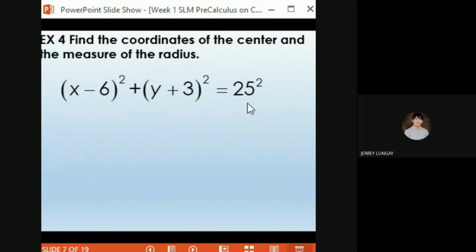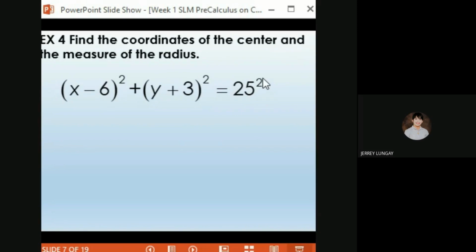Take note that this one is already in standard form. Look, it is already in standard form, because the standard form states that x minus h squared plus y minus k squared is just equal to r squared. It is already squared, class. Automatically, all you have to do is take 25 as our radius. Provided that, what if there is no square there, that is the time that we are going to take the square root. Since 25 is a perfect square, automatically the radius is 5. But from this round, since there is a square, r squared is clear, so r is 25.